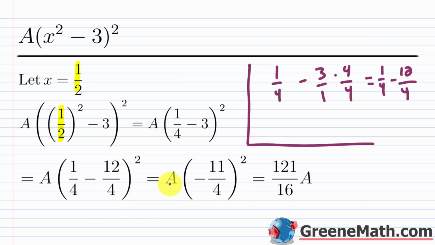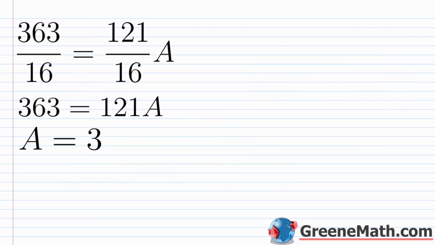So this is a times this negative 11/4 being squared. Well, if you square a negative, you get a positive, so forget about the negative sign. If you square 11, you get 121, and if you square 4, you get 16. So this becomes 121 over 16 a. If we put the two sides together, we have 363 over 16 is equal to 121 over 16 a.